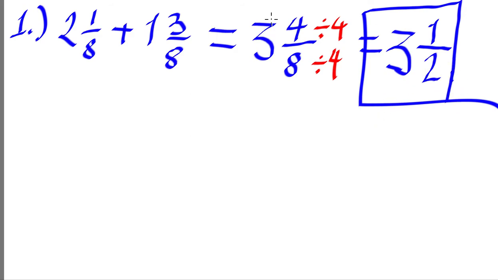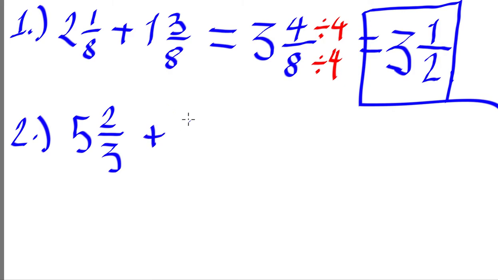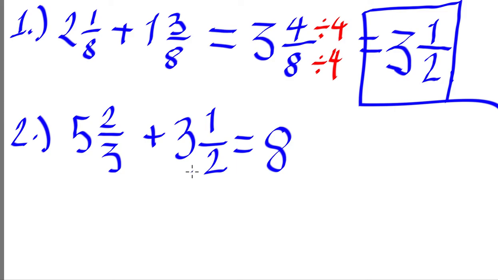For number 2, let's have another example: 5 and 2/3 plus 3 and 1/2. So what are we going to do? Simply add the whole numbers. 5 plus 3 is 8. And then as you can see, the fractional parts are dissimilar, so we cannot just add them normally.